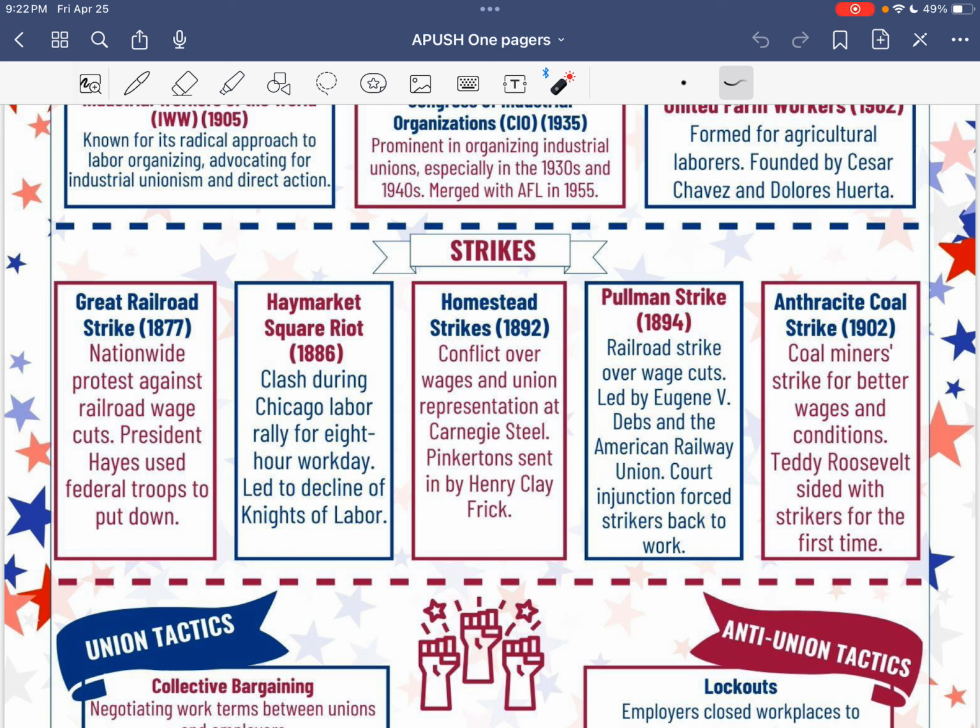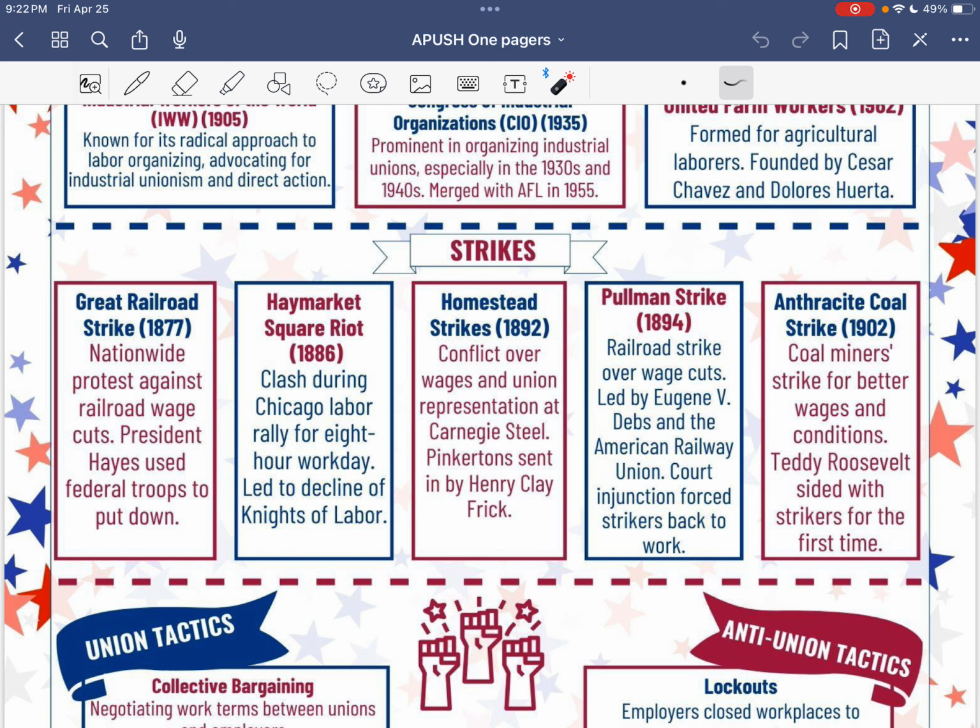All right, the Haymarket Square riot is where the Knights of Labor gets the nail in the coffin. This is 1886 in Chicago. This peaceful Knights of Labor rally advocating for an 8-hour workday gets violent when a bomb from, we don't know, gets thrown at police officers.